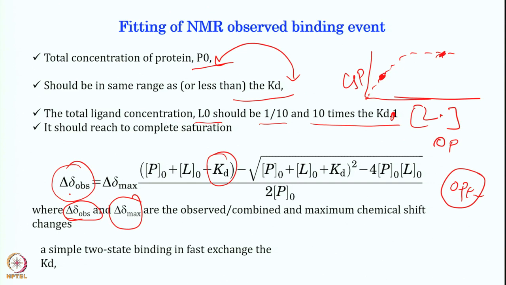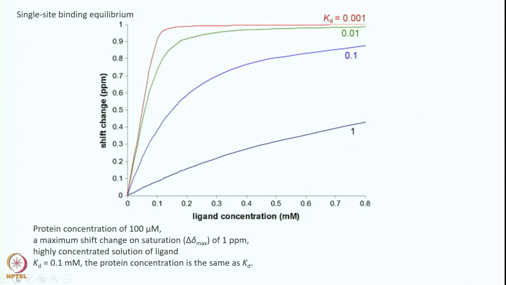Let us see how we can do that. I will give you an example. Here a binding event is happening, single-site binding between the protein and ligand. Suppose we take a protein concentration of 100 micromolar. If the KD is in the micromolar range, you can have the protein concentration in the same range, so 100 micromolar. The maximum shift on saturation, delta max, can be, say, 1 ppm for a highly concentrated ligand, and the KD is 0.1 millimolar, the same as the protein concentration.